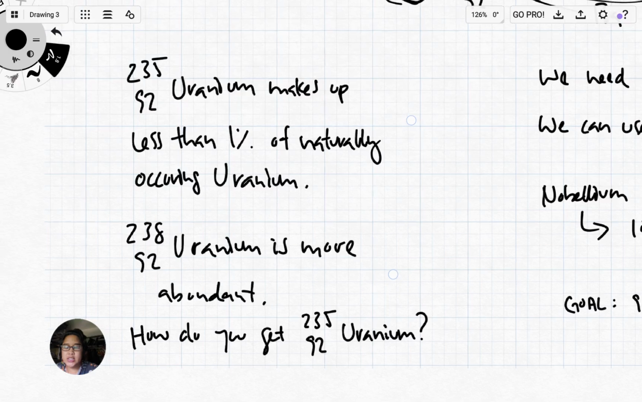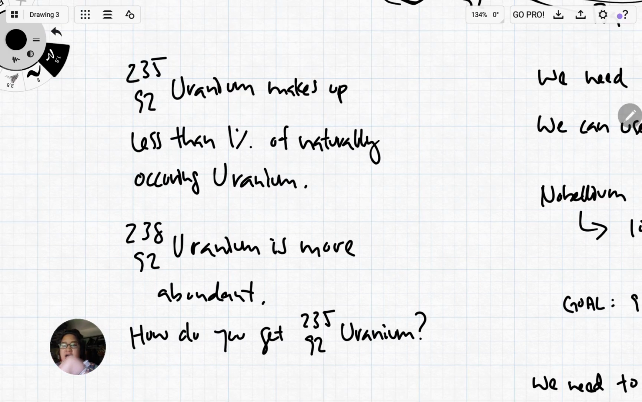So the question is, we need 235/92 uranium. That is uranium that is an isotope with 235 mass. And this makes up less than 1% of naturally occurring uranium. A uranium with a mass of 238 and 92 protons is more abundant. This is the most naturally occurring type of uranium. We don't get 235 uranium often. You have to make it.